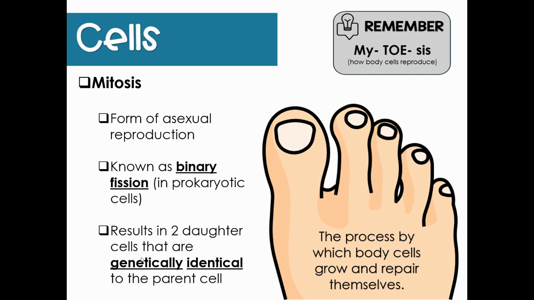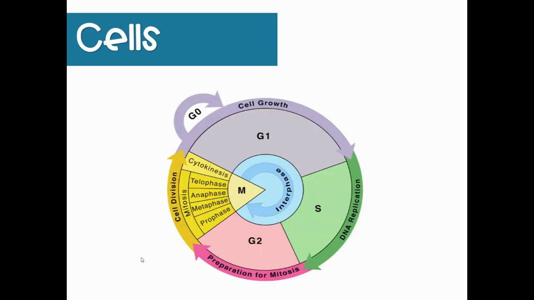mitosis. So think about your toes when you think about the process of mitosis. This is how your body cells or your somatic cells are going to reproduce. Mitosis is a form of asexual reproduction, and in prokaryotic cells, this is known as binary fission. And in mitosis, we're going to start with a parent cell. It's going to divide into 2 daughter cells. And what is super important about these daughter cells is they are genetically identical to the parent cell.